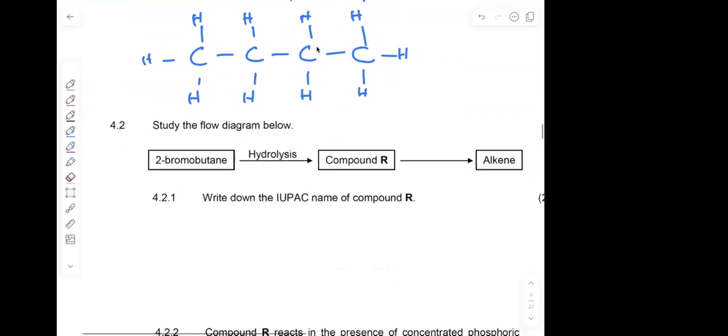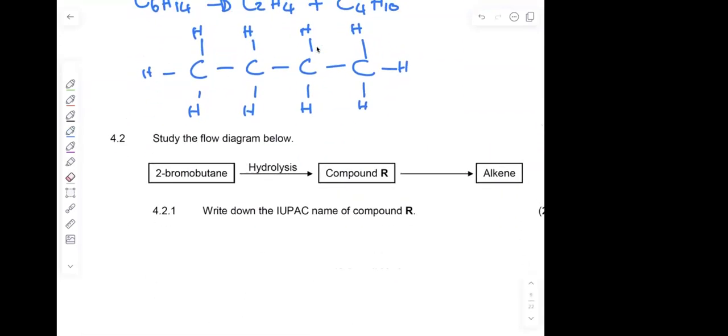And then 4.2, we're almost done, guys. Study the flow diagram below. 2-bromobutane undergoes hydrolysis to give us compound R, and then compound R undergoes another process to give us an alkene. Write down the IUPAC name of compound R. 2-bromobutane undergoes hydrolysis. What is the IUPAC name of compound R?